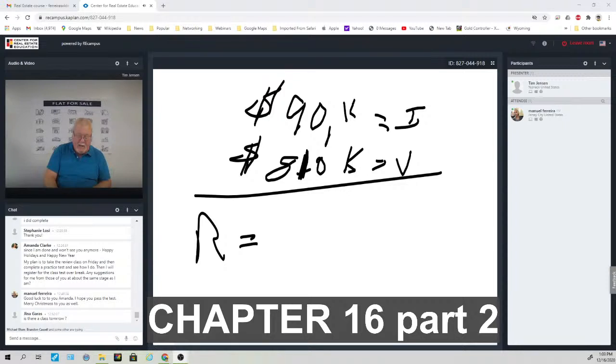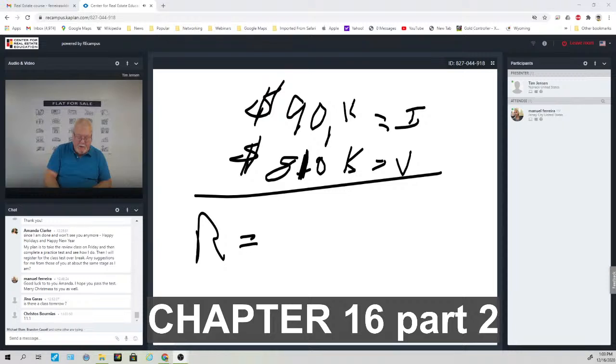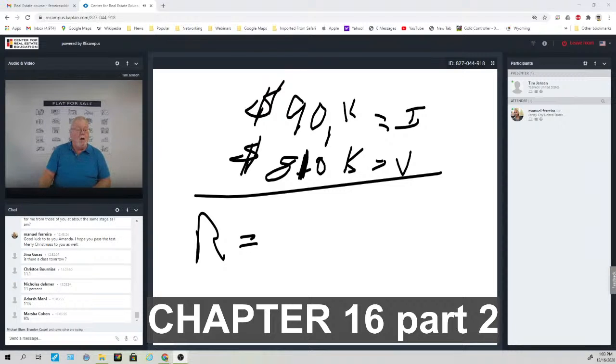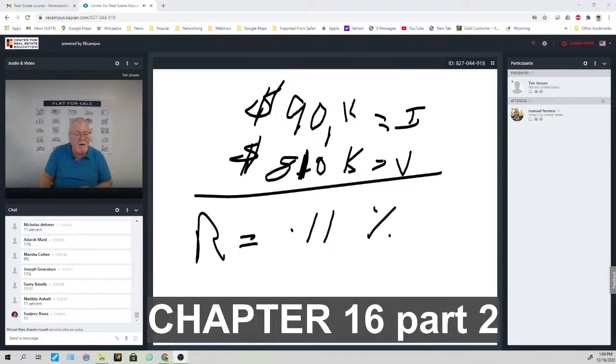90,000 divided by 810,000 equals 11%, right? So it would be 11%, and let's forget the decimal point, it's not there. The rate would be 11%, because you took 90,000 divided by the value and it gives you a capitalization rate of 11%.